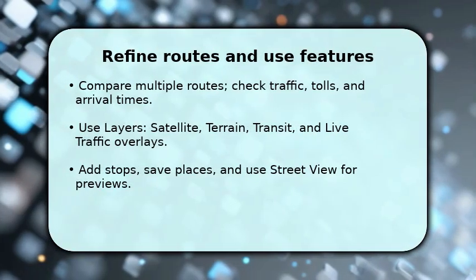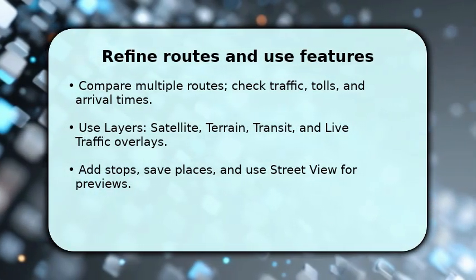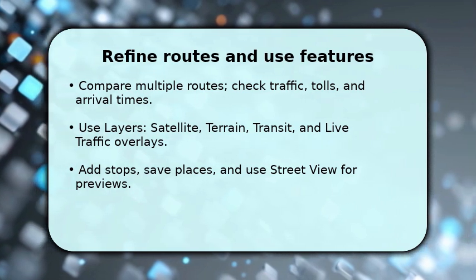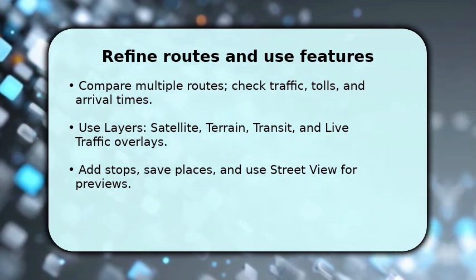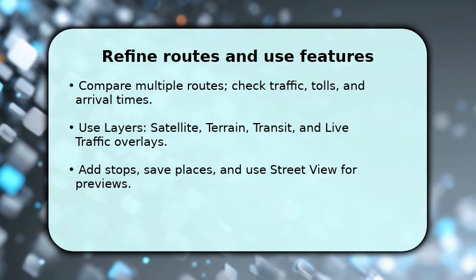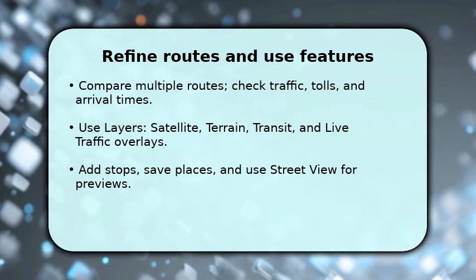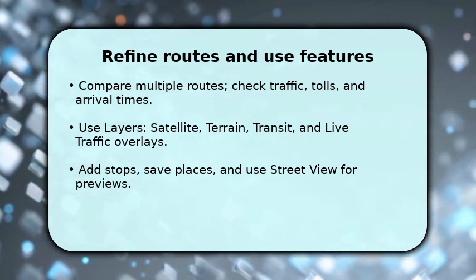Next, refine the chosen route by examining traffic, tolls, and travel time. Pick the fastest or the simplest depending on your priority. You should add intermediate stops or waypoints to optimize errands or detours, and tap the layers icon to enable satellite, traffic, or transit views for better context.